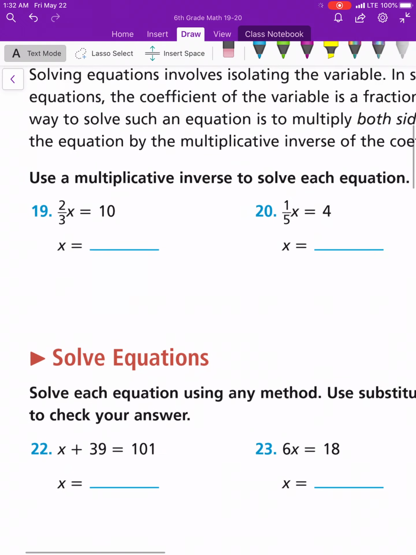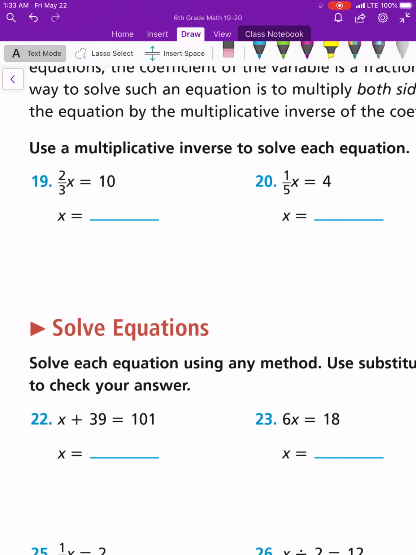Okay. Sticking with my odd numbers here, use the multiplicative inverse to solve each equation. 2/3 times x equals 10. So 2/3 x equals 10. I'm going to use my multiplicative inverse here, and I'm going to multiply by 3 over 2. That cancels this part out. It makes it 1. So all I'm left with is 1x.